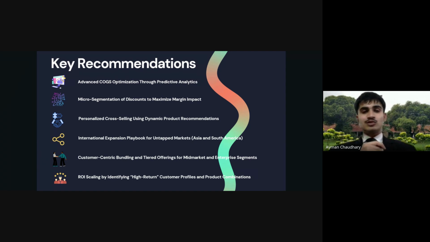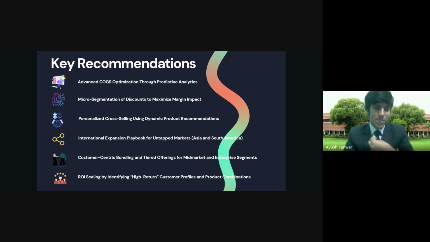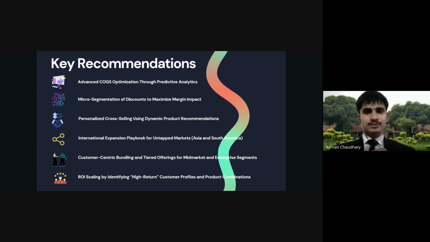Go ahead, Ayush. I'd like to add, with respect to COGS, as I showed you, COGS was the highest component of our cost. So not only do we need to see through the predictive analysis, we also need to see how we can bring it down. Because the moment we bring the COGS down, our profitability goes up. Exactly.